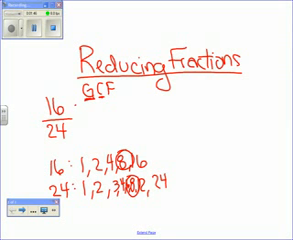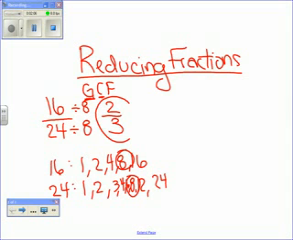So then I can take this fraction and I can divide both 16 and 24 by 8. 16 divided by 8 gives me 2. And 24 divided by 8 gives me 3. So 16 over 24 reduces to 2/3.